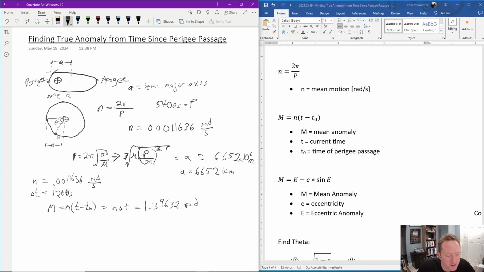So that's the angle you traveled through, like I said, on this imaginary circle right here, but that's not the angle you've traveled through in your eccentric orbit, because you're going faster toward your perigee, so you're actually going to be a little bit further along your eccentric orbit. Likewise, if you had a mean anomaly greater than 180 degrees, you'd actually be a little closer to apogee than you would think, because you pass through perigee more quickly.